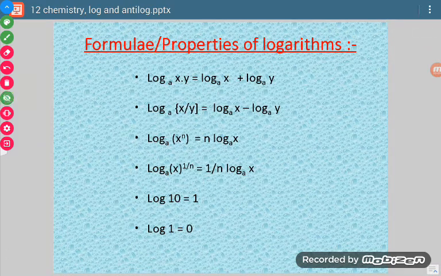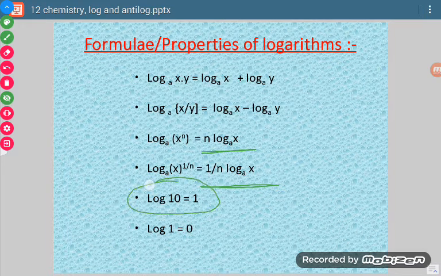Now this you can understand by solving some examples. First of all, there are some formulae which will be used in calculation of logs. Log of xy is equal to log of x plus log of y. Here we use small l only, not capital L. The base will be the same whichever base we have taken. Log of x by y is equal to log x minus log y. Similarly, log of x raised to power n is equal to n times log of x. And log of x raised to power 1 by n is equal to 1 by n times log of x.